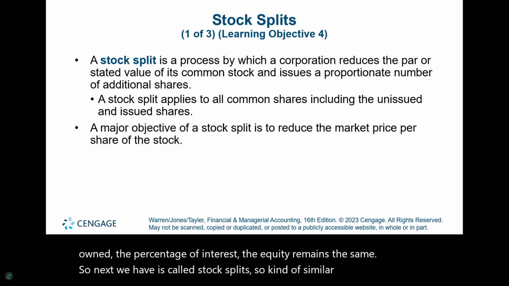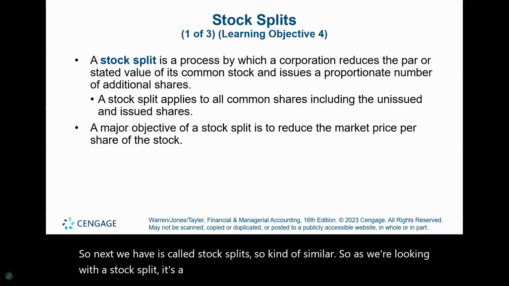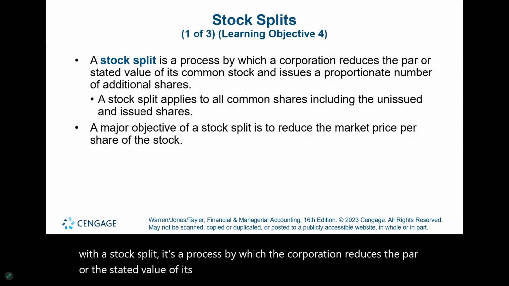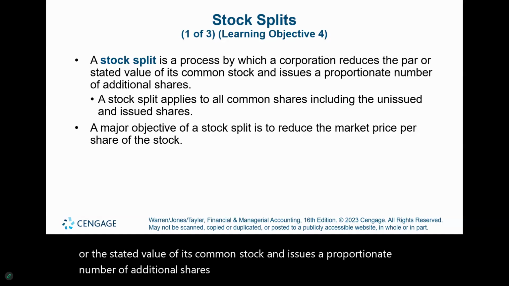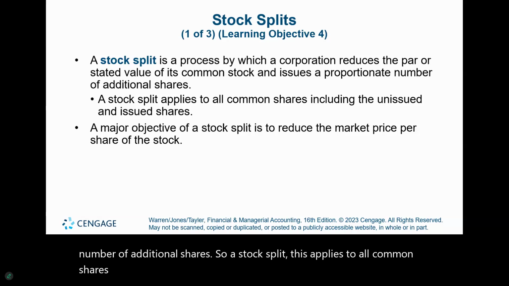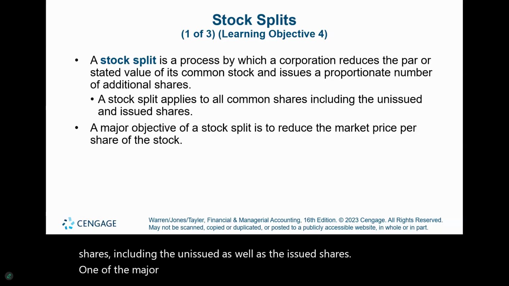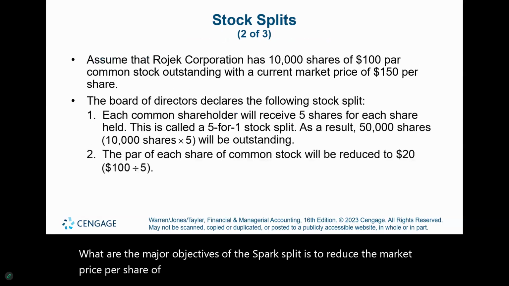So as we're looking at a stock split, it's a process by which the corporation reduces the par or the stated value of its common stock and issues a proportionate number of additional shares. A stock split applies to all common shares, including the unissued as well as the issued shares. One of the major objectives of the stock split is to reduce the market price per share of the stock.